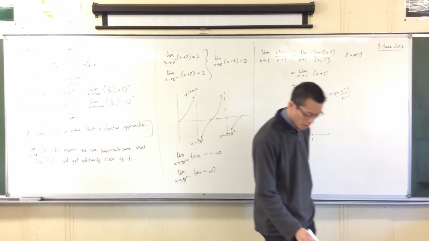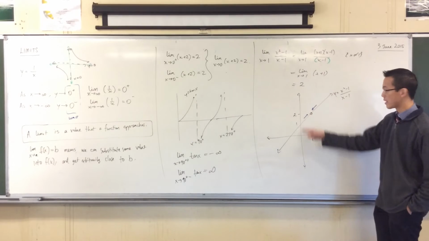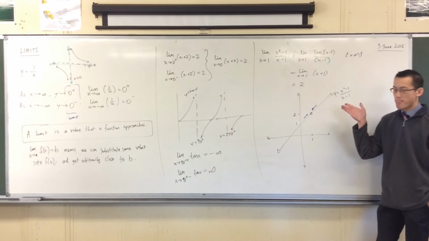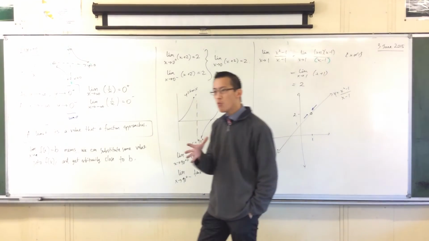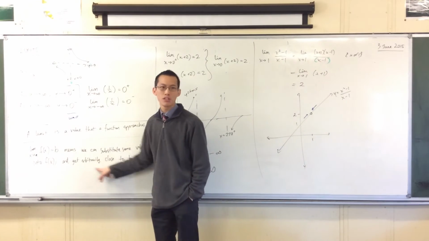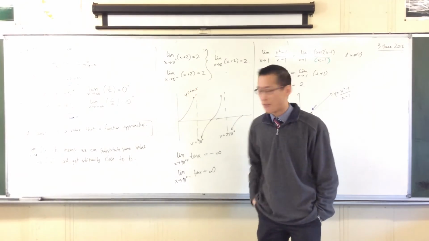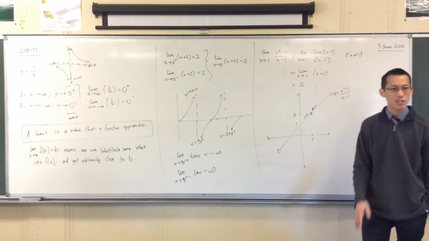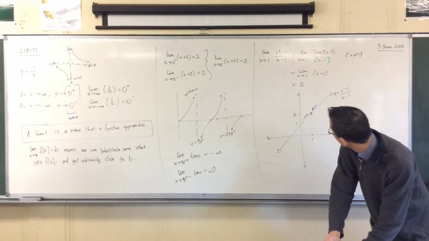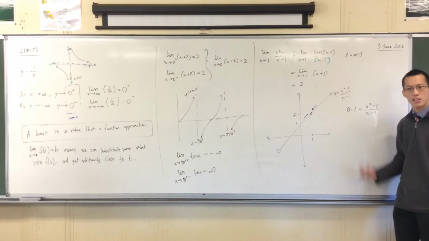So for example, let's think about this guy here. This limit is 2. And the reason why is because if you ask, how close would you like to get to 2? You say, I'd like to get within 0.1 of that spot there. I can do that. I can find an x value that'll do that. All I have to do is set 0.1 equal to that thing, and then solve. And there's a solution to that.